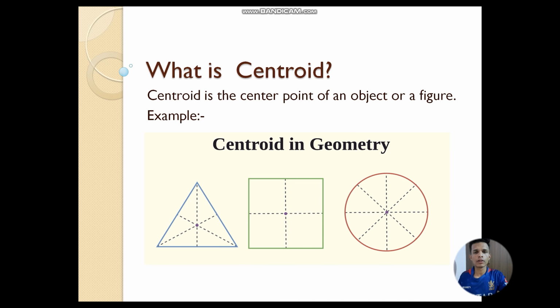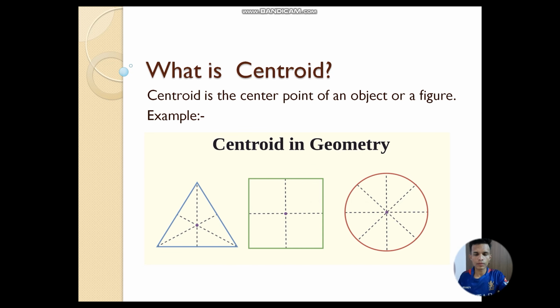Before moving on to the question, what is a centroid? A centroid is the center point of an object or any given figure. For example, if we take a triangle, this is the centroid of a triangle. Talking about a square, this is the centroid of the square, and this is the centroid of a circle.